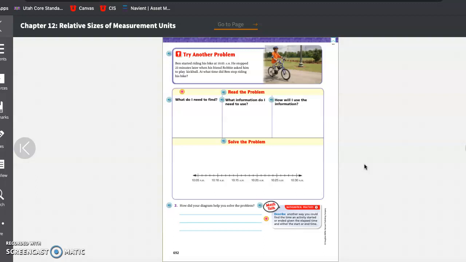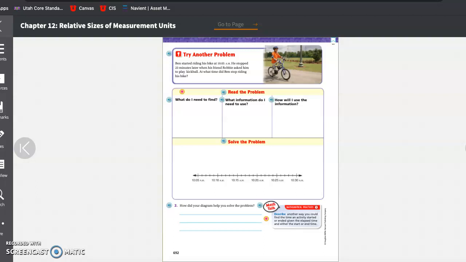Ben started riding his bike at 10:05 a.m. He stopped 23 minutes later when his friend Robbie asked him to play kickball. At what time did Ben stop riding his bike? Okay, I want you guys to pause your screen right now and then we'll go over this when you are finished.